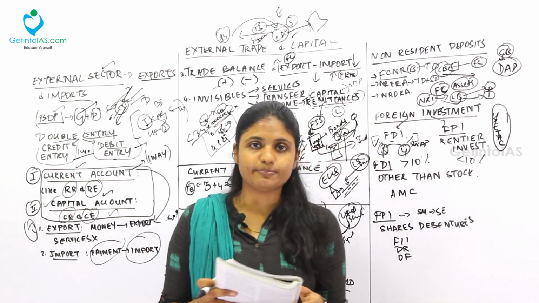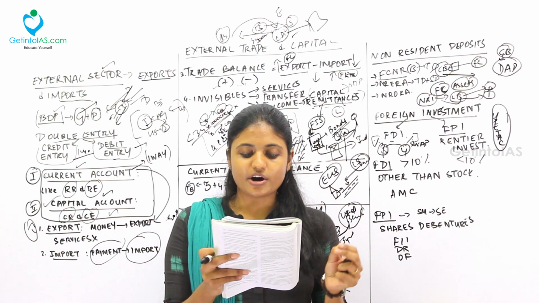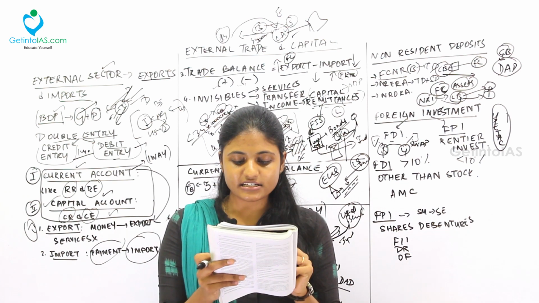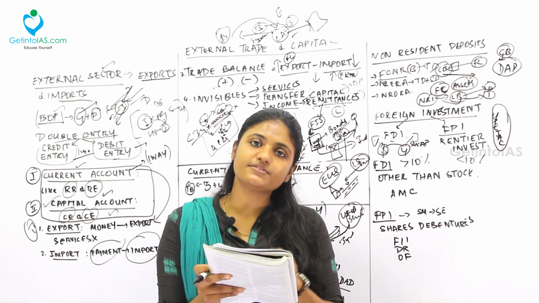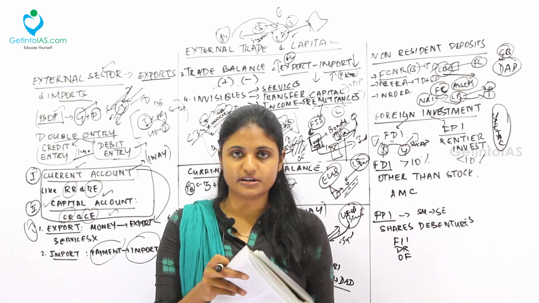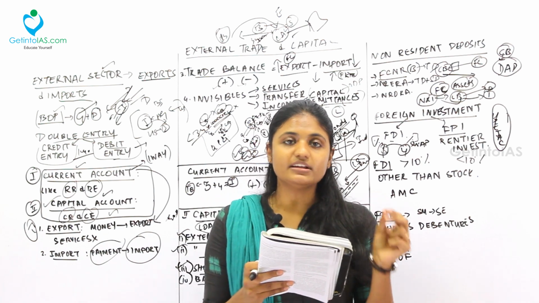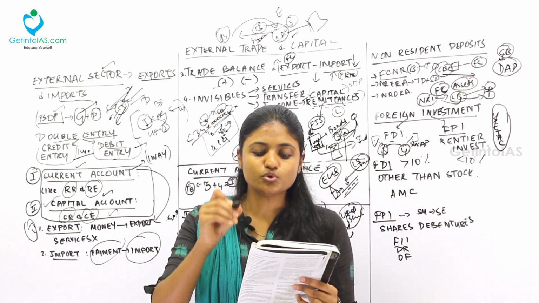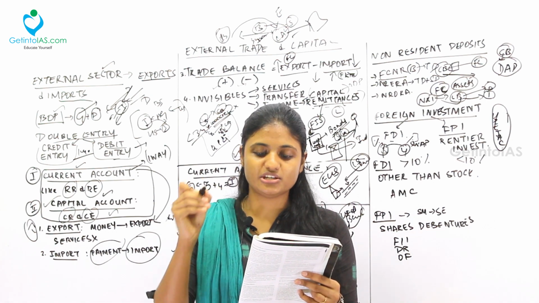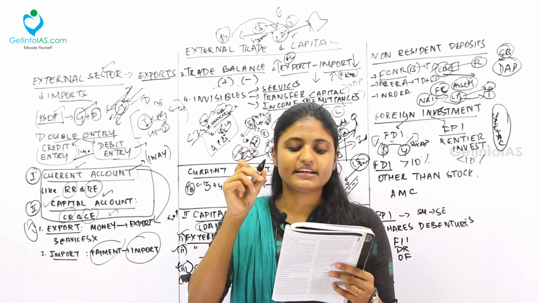Okay. So I'll repeat. See here, there are two types of foreign investment. One is the foreign direct investment. Another is the foreign portfolio investment. Portfolio investment is otherwise called as what? Rentier investment. Okay. Next one, we'll deal with FDI alone. So under FDI, the investments through the mode other than the stock exchange is called as foreign direct investment.